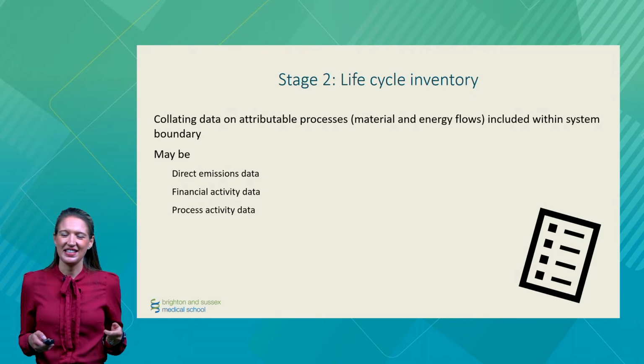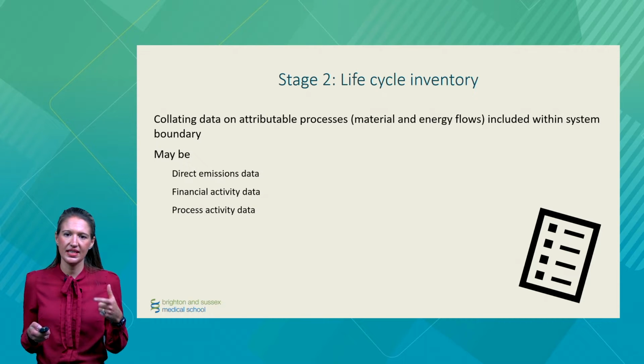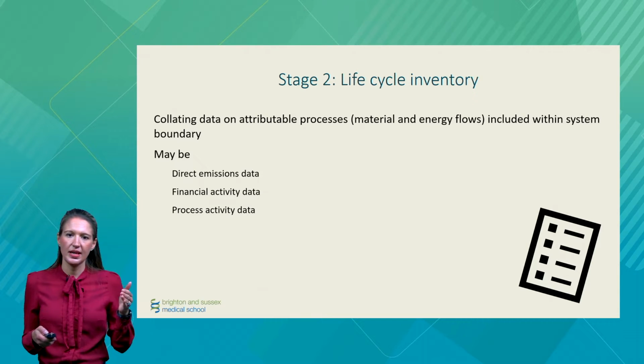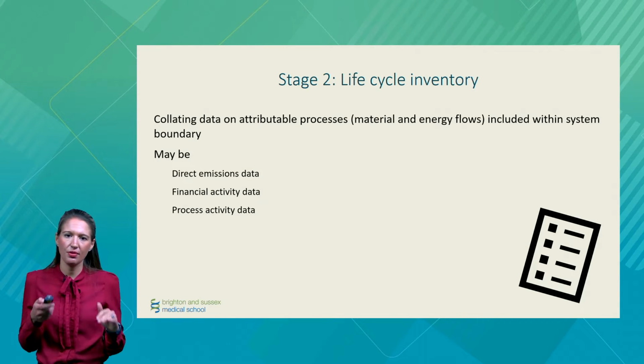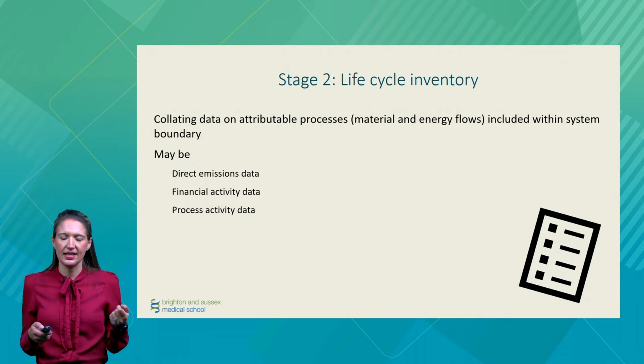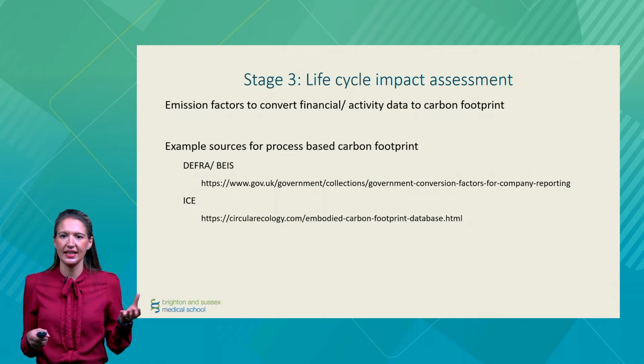So the second key stage is to undertake a life cycle inventory, and this is where we collate our data to support our carbon footprint. And here we are going to be either collating financial activity data if we're doing that top-down environmentally extended input-output model, or we might be collating activity data if we are undertaking the process-based approach. And we can use primary or secondary data for either of these. There are instances where we can actually collate direct emissions data also. And then it's a question of converting that data, financial or activity data, into the carbon footprint. And there are a whole host of sources of those emission factors, the conversion factors.